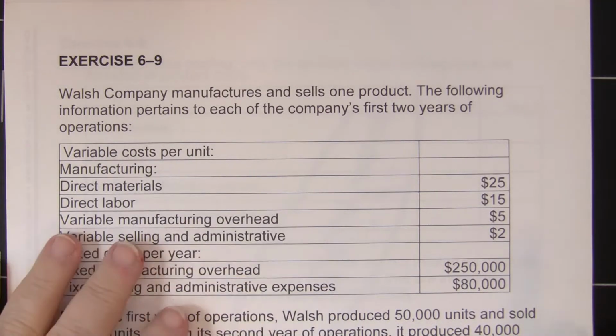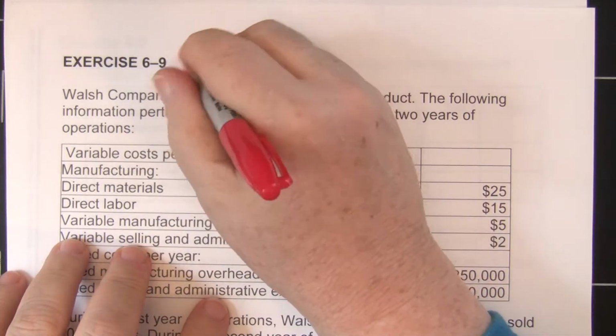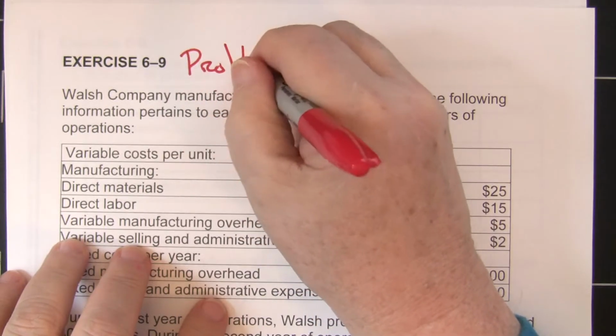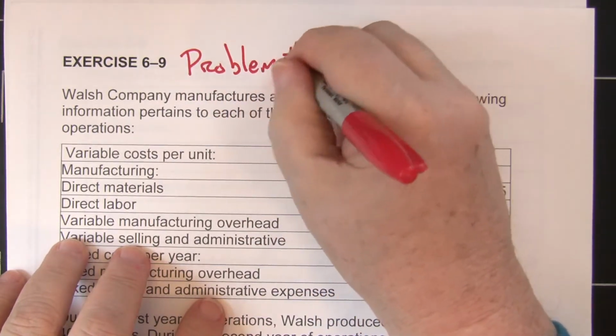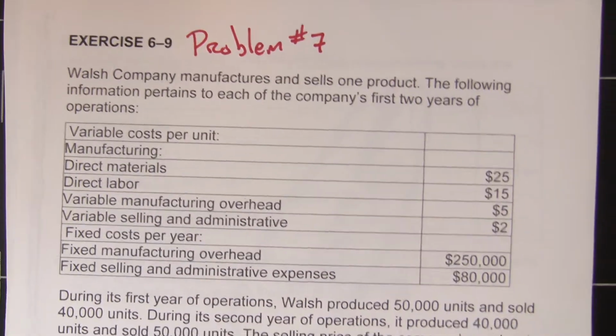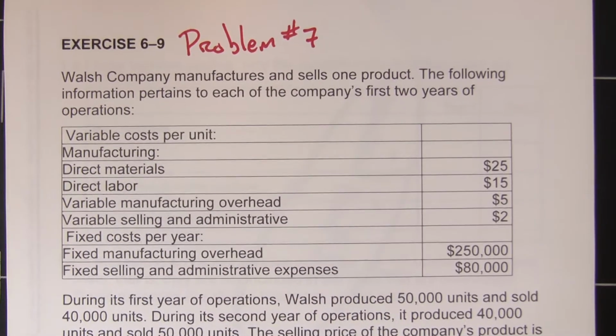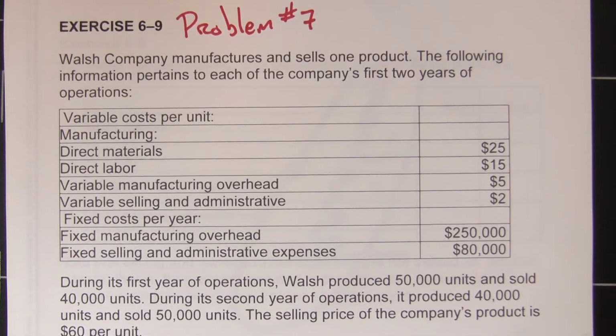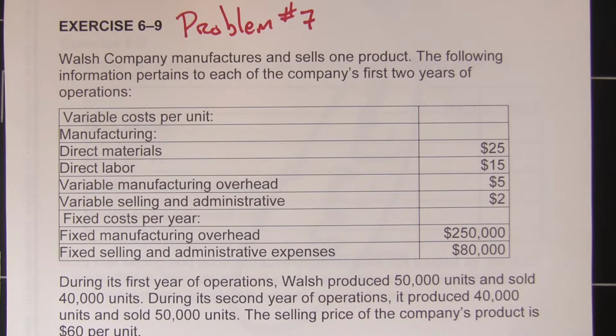Exercise 6.9 in your text, this is labeled problem number 7 in Connect. This is the last one for this chapter. I know you're really disheartened by that. Anyhow, they say this is the information. Take a look at the information.